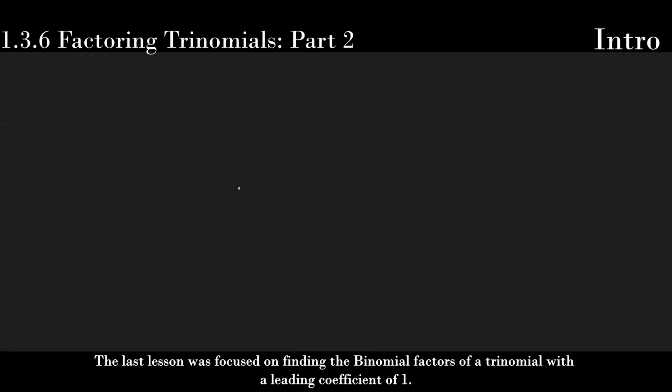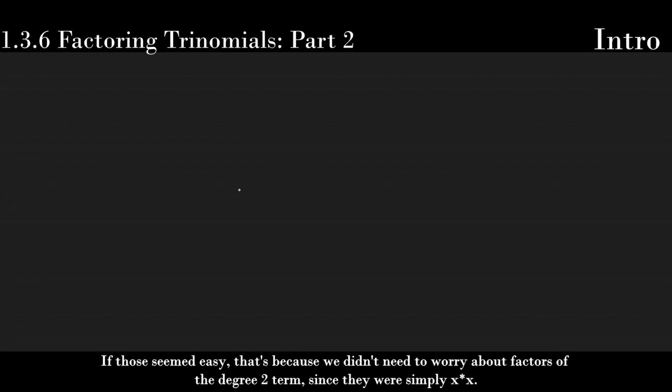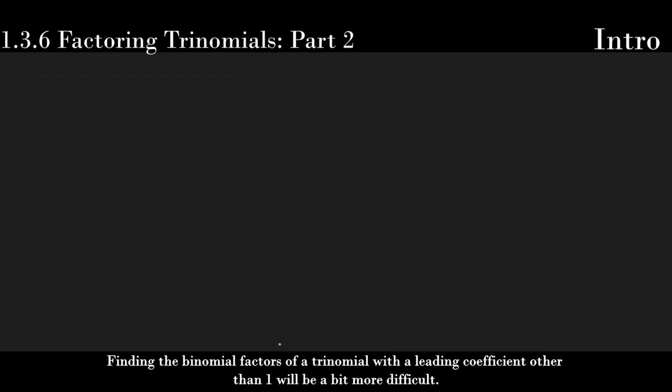The last lesson was focused on finding the binomial factors of a trinomial with the leading coefficient of 1. If those seemed easy, that's because we didn't need to worry about the factors of the degree 2 term, since they were simply x times x. Finding the binomial factors of a trinomial with the leading coefficient other than 1 will be a bit more difficult.